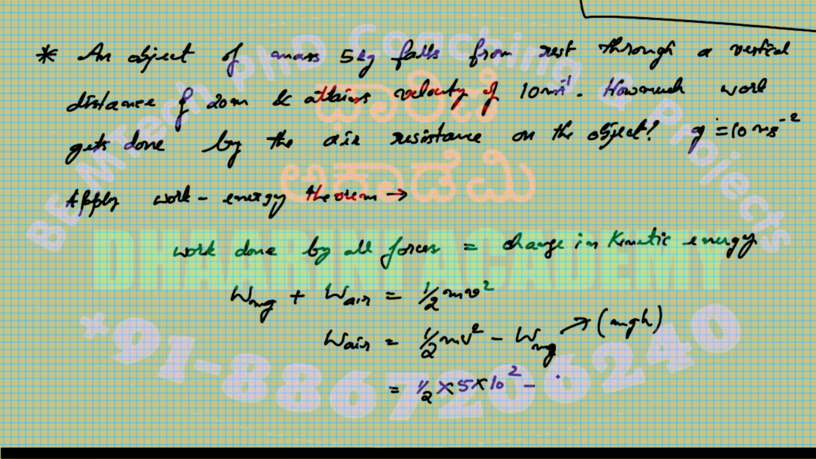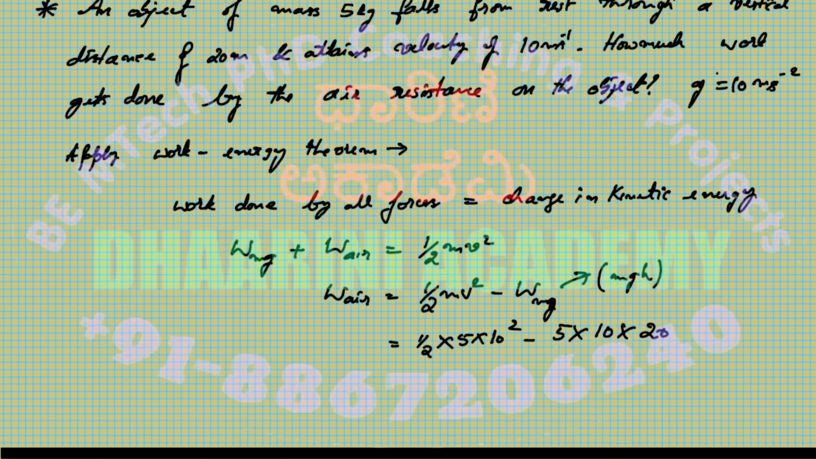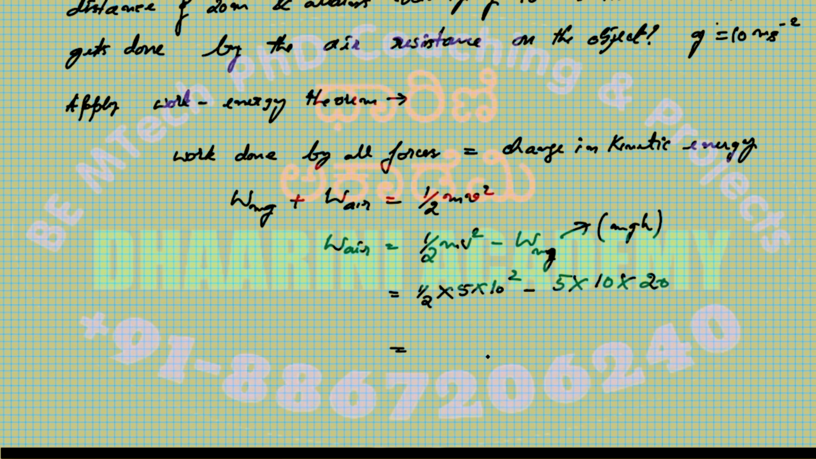So mass is once again 5, into g is 10, into height is 20 meters. It covers a distance of 20 meters, this is what they say. So when we substitute this in the calculator, this is 250 minus 1000, that is minus 750 joules.